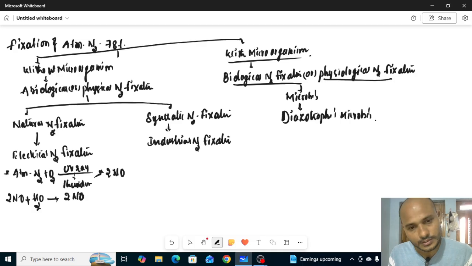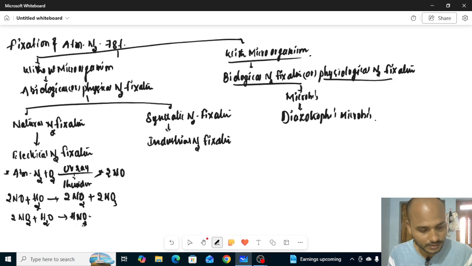When it combines with water molecules, it forms HNO2, nitrous acid, and 2 molecules of NO3. When it combines with water molecules, it forms HNO3, nitric acid. And this nitrous oxide and nitric oxide are both formed in rain in the form of acid.